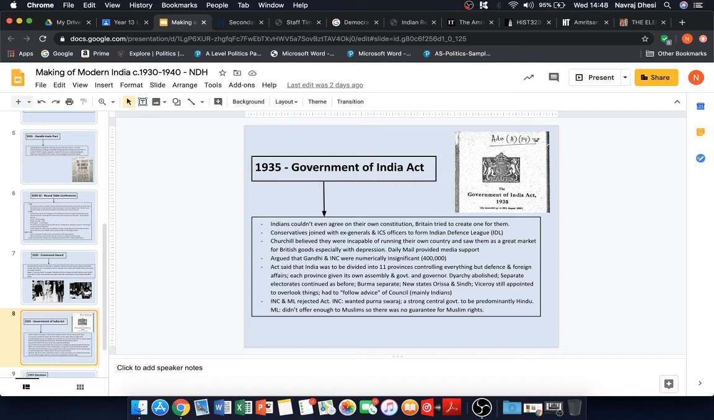The Viceroy was still appointed to oversee things, but now he supposedly had to follow the advice of the council, which was mainly Indians. Now, the Congress and Muslim League rejected the act. Congress wanted Purna Swaraj, which was basically fully fledged independence, and a strong central government to be predominantly Hindu. Obviously, the Muslim League were disappointed with the act because it didn't offer enough to Muslims, and there was no guarantee or safeguard of their political rights.